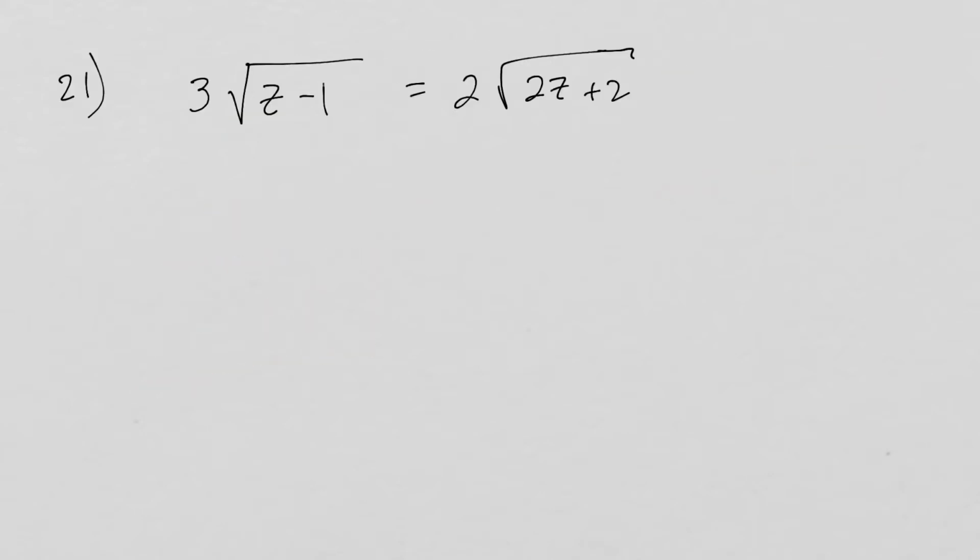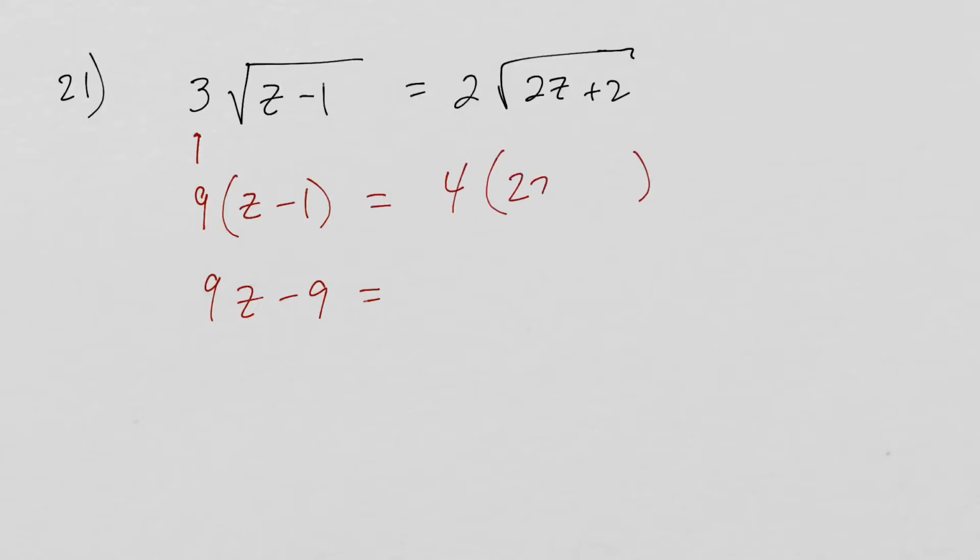Okay, so I'm going to start by squaring both sides. When I square the 3, I get 9. When I square the square root of z minus 1, I get z minus 1. So this will be 9z minus 9. When I square the 2, I get 4. When I square the square root, I get rid of the square root. So this will turn into 8z plus 8. Now I'll bring the 8z over to the left by subtracting it from 9z. And I'll bring the 9 over to the right by adding it.